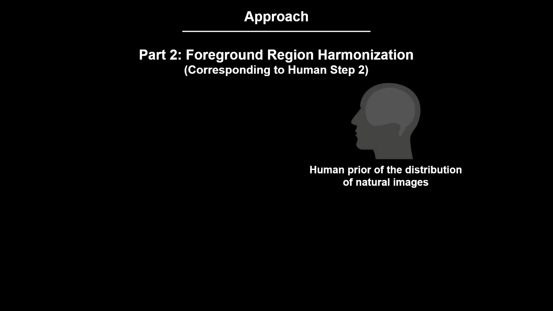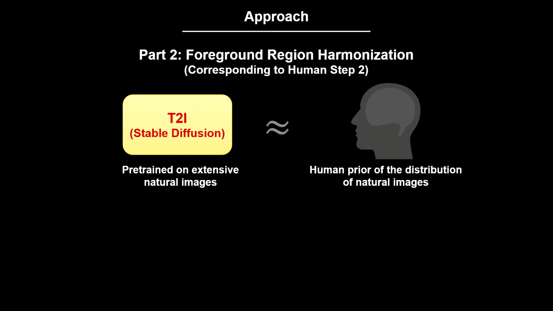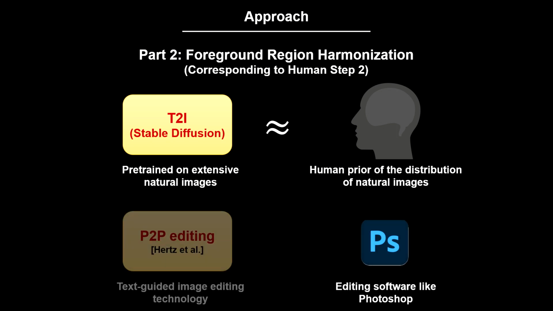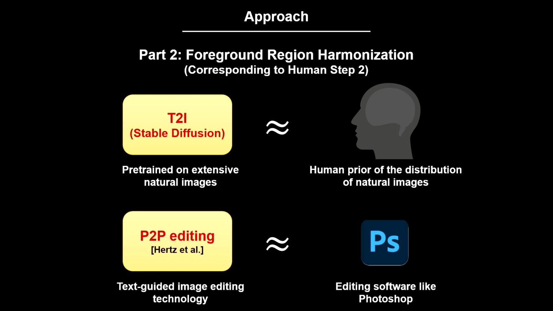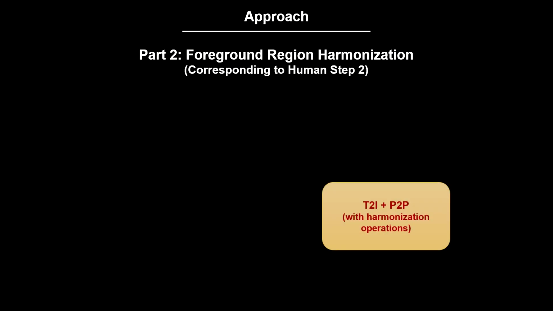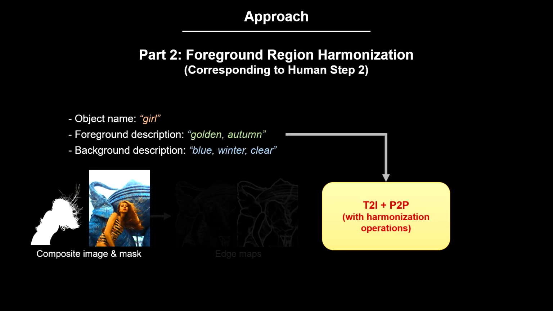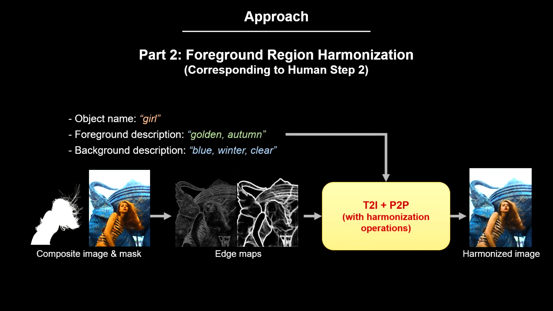Moving to Part 2, we detail the foreground region harmonization module, aligning with Human Step 2. To approximate the human prior of the distribution of natural images, we reference the pre-trained text-to-image generative model Stable Diffusion, extensively trained on natural images. For editing software, we adopt recent prompt-to-prompt editing technology, complemented by specific harmonization operation designs. The generated descriptions from Part 1, along with the edge map, are inputted into the model to produce a more harmonized image.